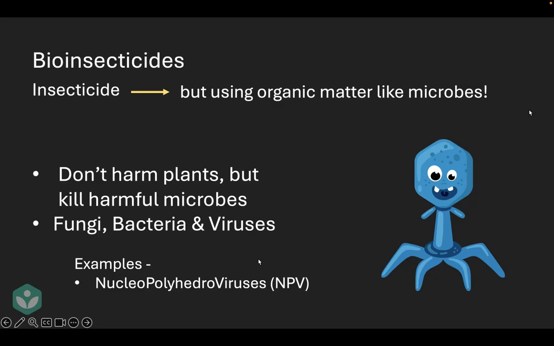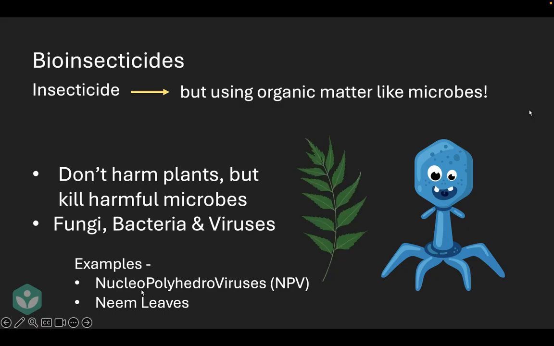Let me give you another very simple example. I'm sure you know the next example. Neem leaves. Neem leaves are organic matter, isn't it? And they fight insects. I'm sure you've heard about this. If you place neem leaves next to the roots of the tree, insects won't come and try to bite the roots because insects don't like these neem leaves. Interesting, isn't it?